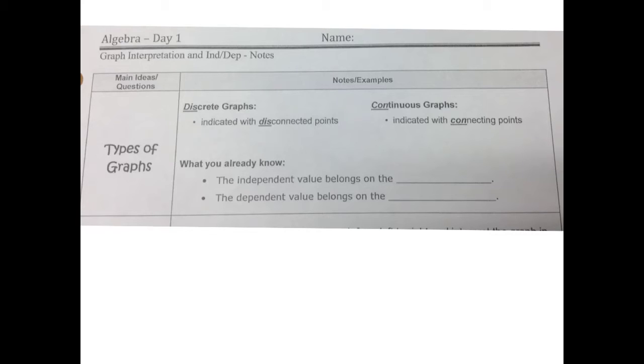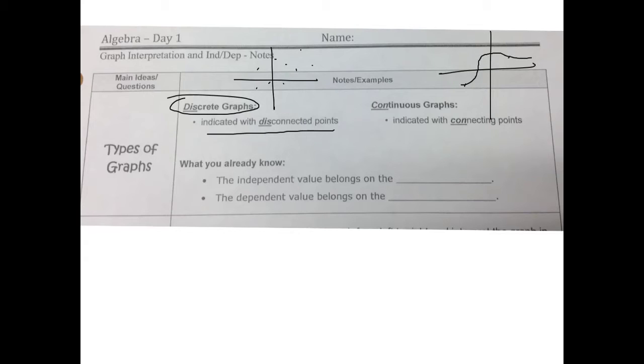Alright, these are a couple of new words here. A discrete graph is disconnected points. So a discrete graph is going to just be dots like this around the screen. A continuous graph is a graph with connected points. So you still might have the dots, but there will be a line that goes through and connects them. So that's the difference between continuous and discrete.